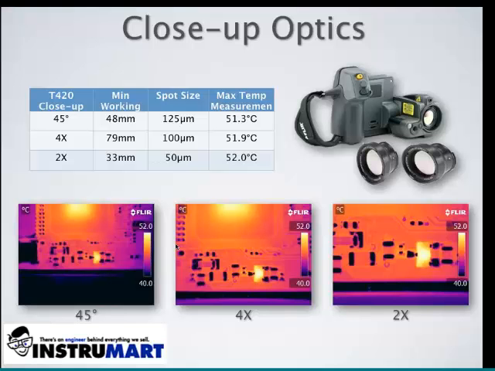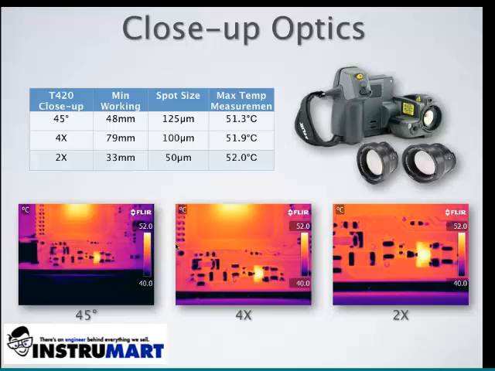I would like to review now some of the different optic options that are available for the different cameras. For the E40 system, we have the 45-degree lens optional optic. In fact, that lens comes standard with the E40 camera as part of the Benchtop test kit. With the T420, though, we do have some optional close-up optics. And those close-up optics include what's called a 4X lens and a 2X lens.